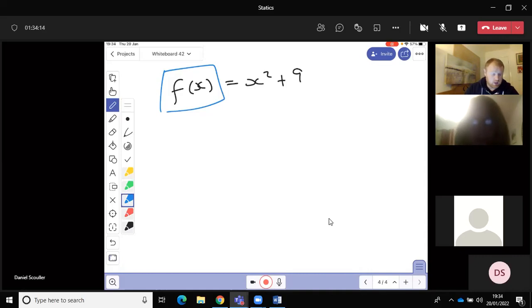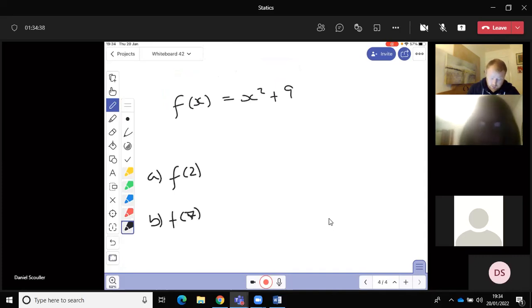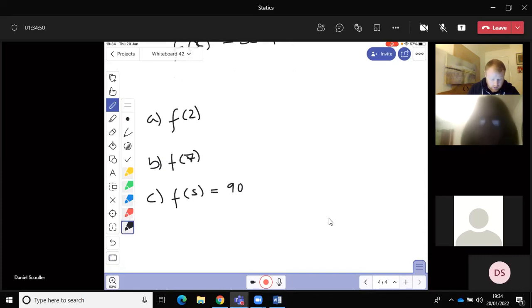There was actually a square term in those examples that we walked through, so hopefully you should be okay with that. In all these examples, I'm going to use that expression. So f(2), f(7), f(s) equals 90. They might change the letter, but again, don't be worried with that. And f(3f) equals 90.